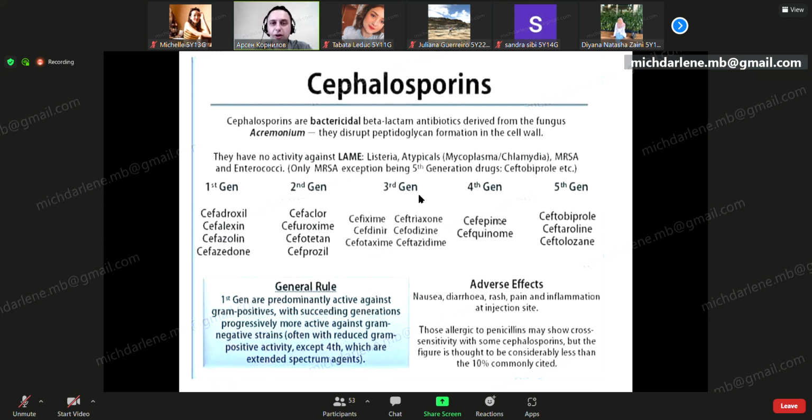Generation number 4 are broad spectrum antibiotics, but approximately 80% gram-negative, not gram-positive. Generation number 4 today is assumed to be a reserve drug generation. So we use generation number 4 only in cases of resistance to previous generations, or when your patient already had a history of inefficacy of previous generations of cephalosporins.